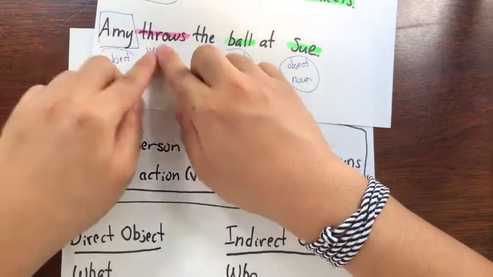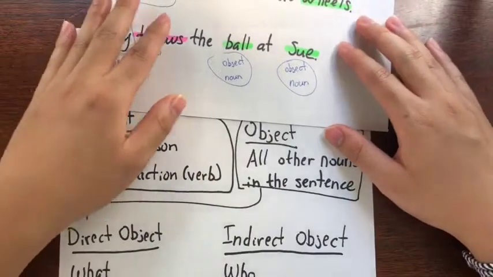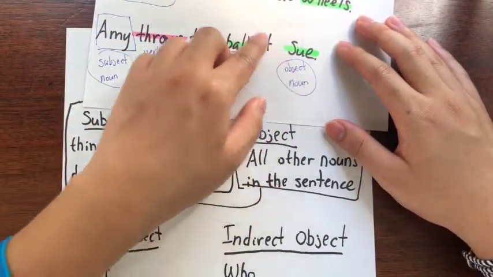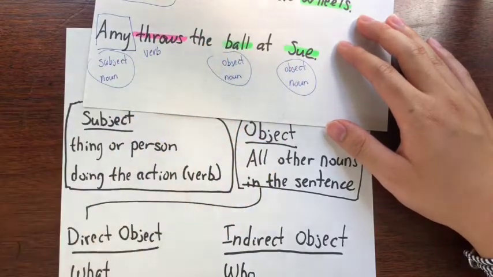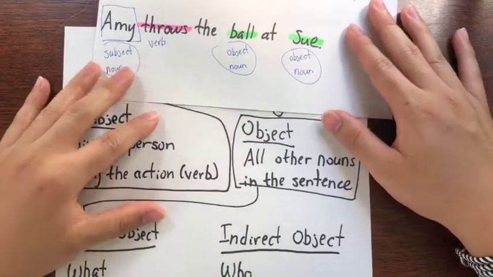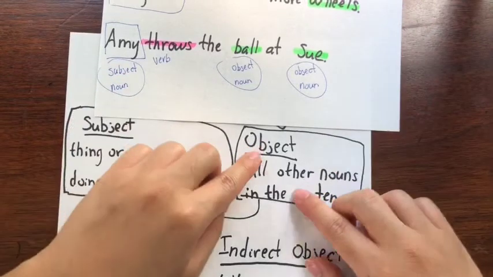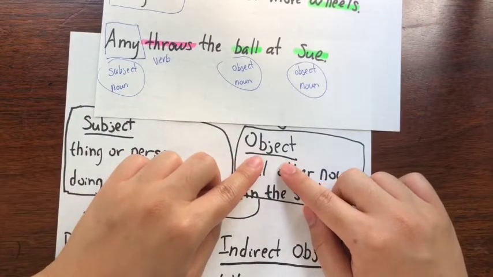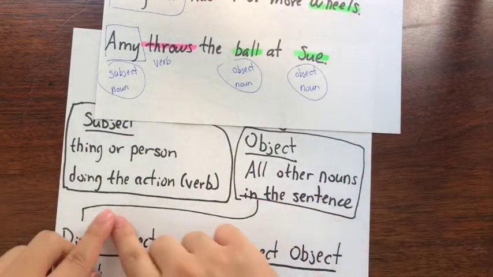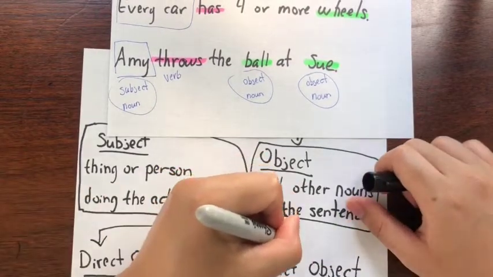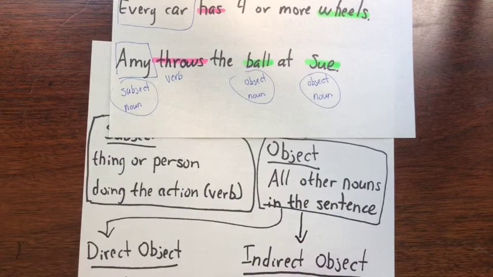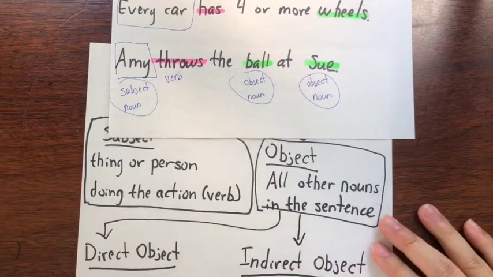The subject and the verb go together. And then the objects are all of the other nouns, all of the other things and people in the sentence. So now, there are two types of objects too. We can have a direct object, or we can have an indirect object. I know it gets a little confusing.